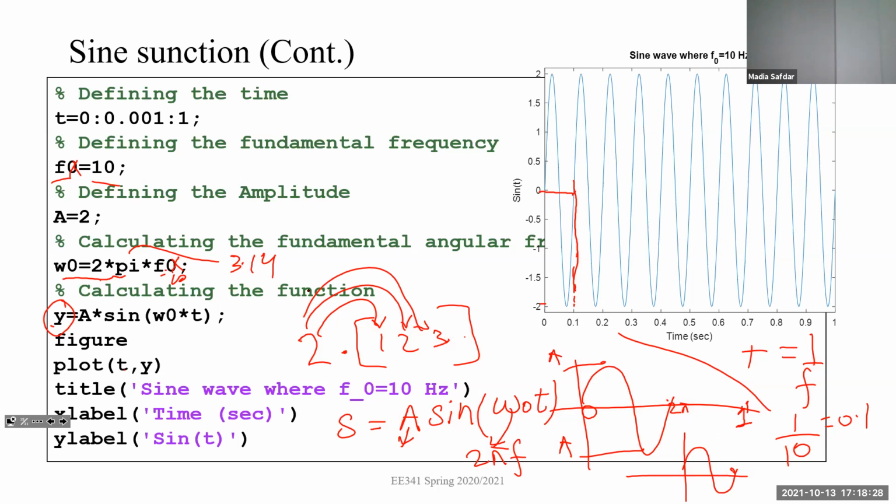So, you know what is time? Time is the inverse of frequency. You know that. So 1 divided by 10, it's 0.1. So it means my frequency value is there. Right? So this is the other question.